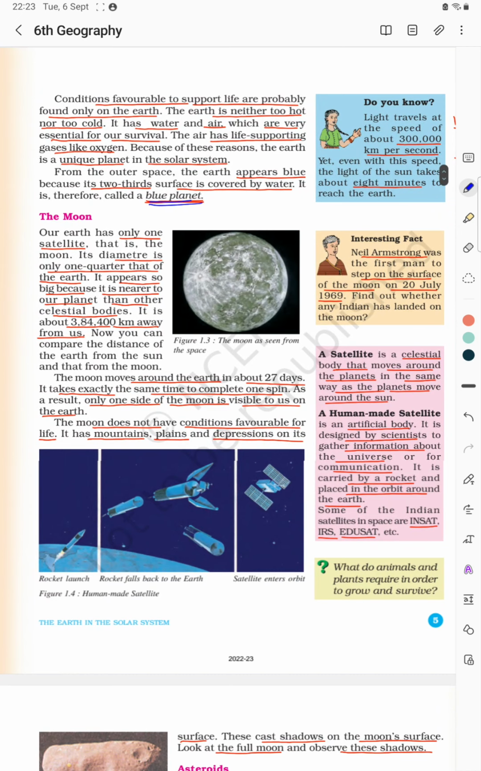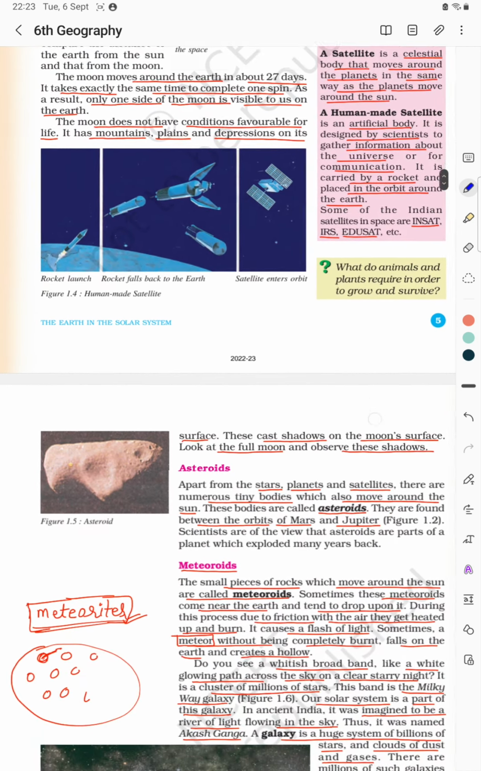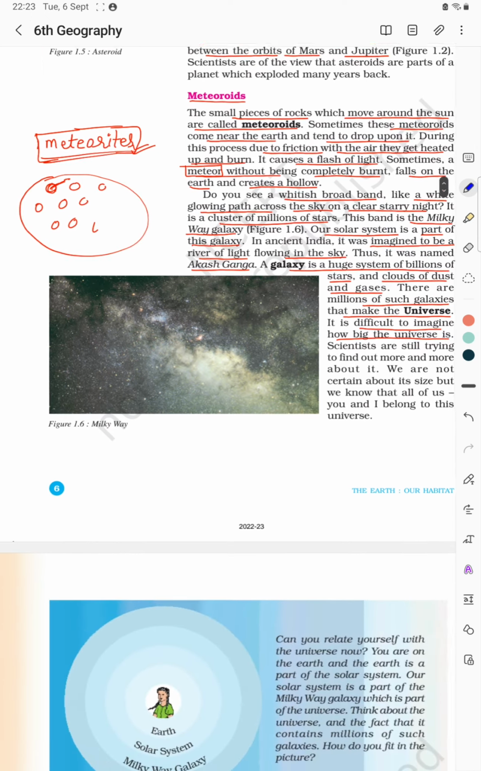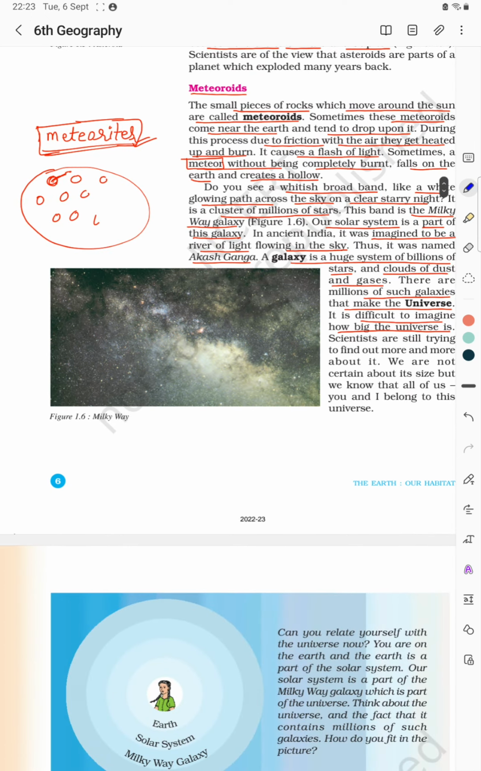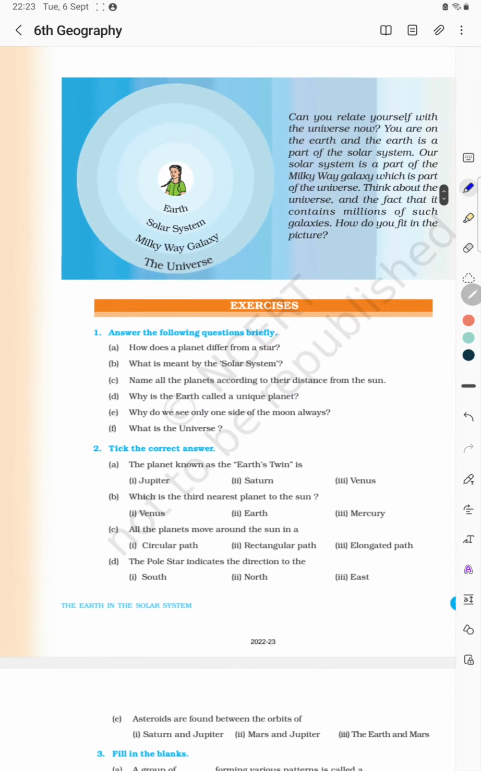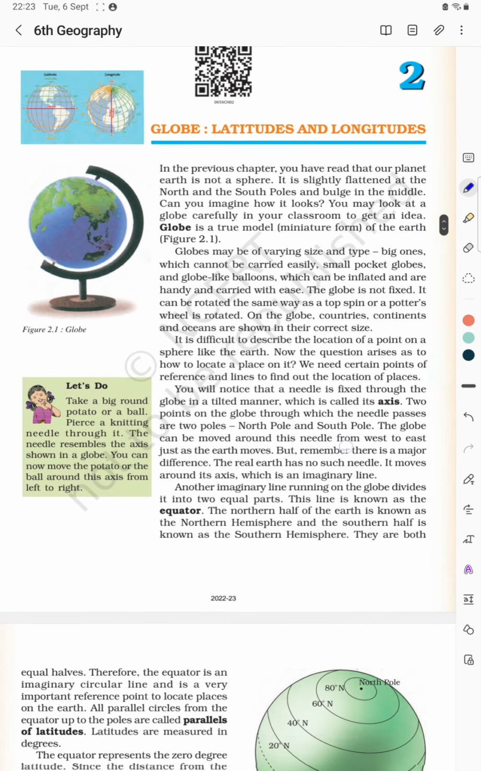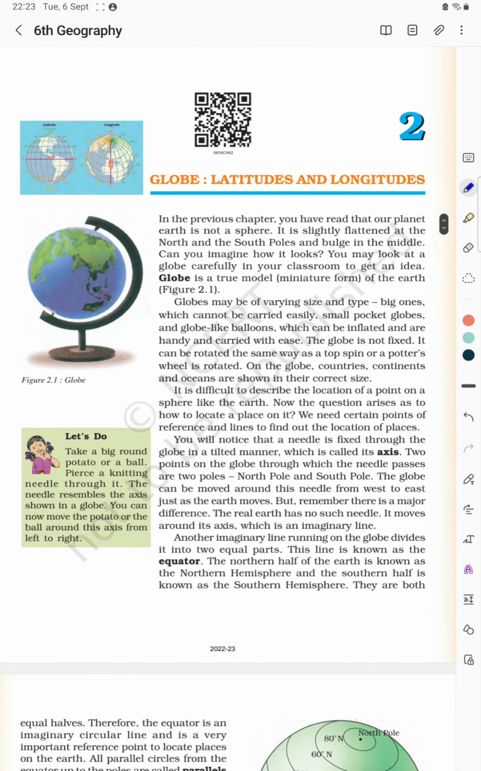Then we learnt about the Moon, then asteroids and meteoroids. Meteoroids were small pieces of rocks which move around the sun. Then we learnt about galaxies. Our solar system is part of the Milky Way galaxy. So that was all we learnt in the previous lecture. Now in this video we'll be knowing about latitudes and longitudes. Let's start.